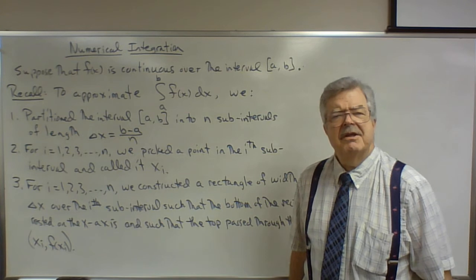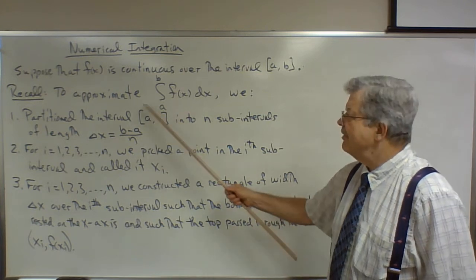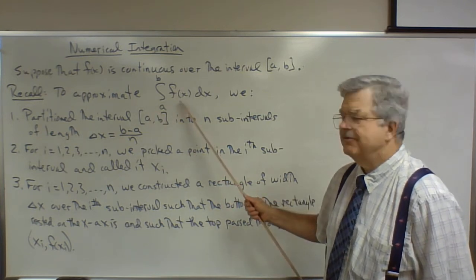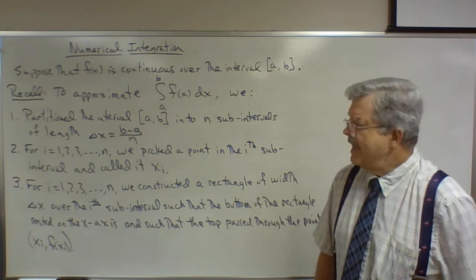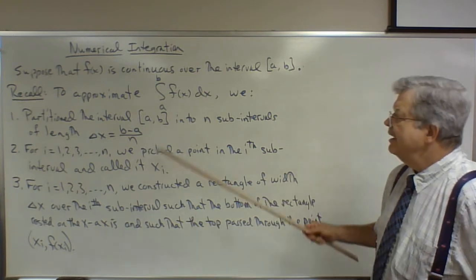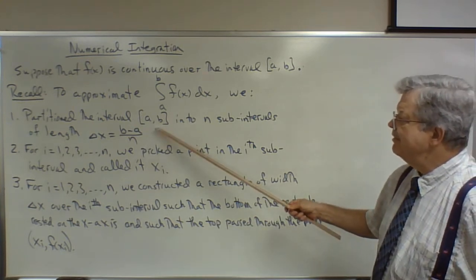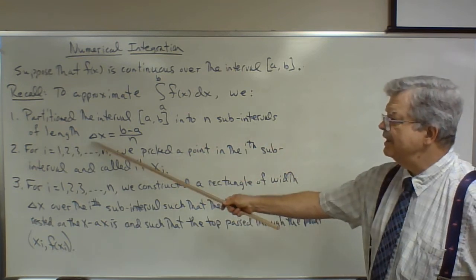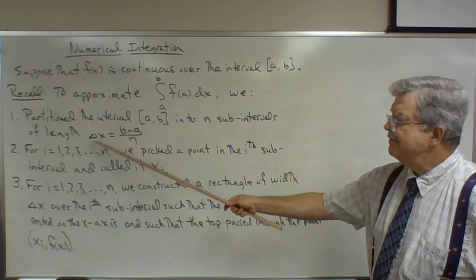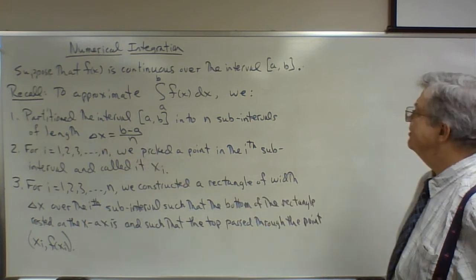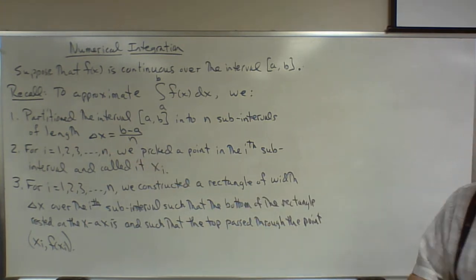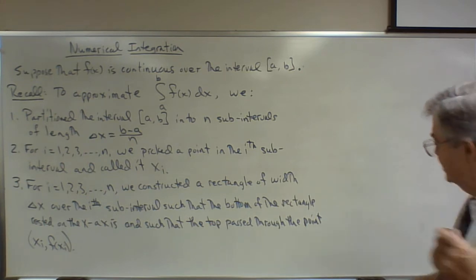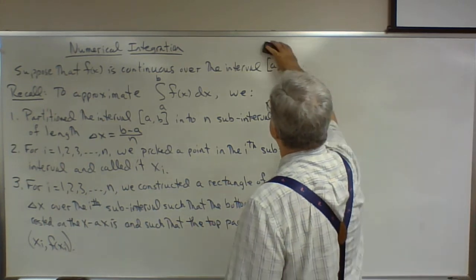Remember what we did? First, we decided we'd approximate this integral. And to do that, we partitioned the interval from a to b into n subintervals of equal length. And each of those subintervals had length delta x. So let's see what this might have looked like.